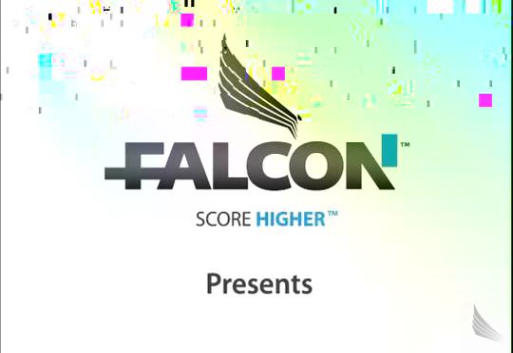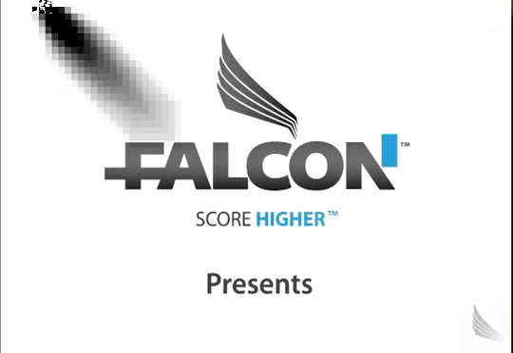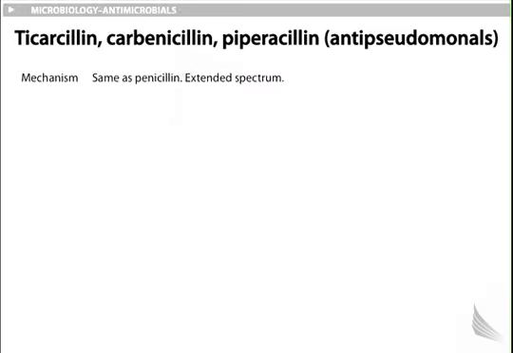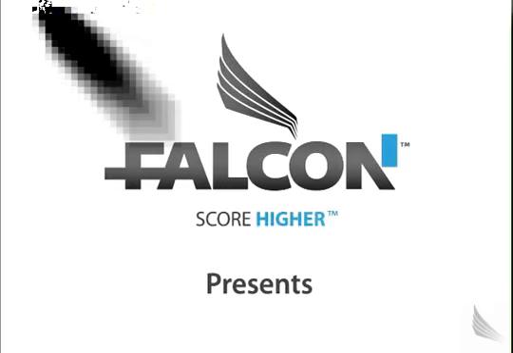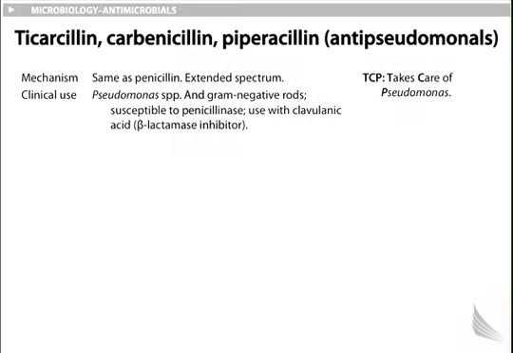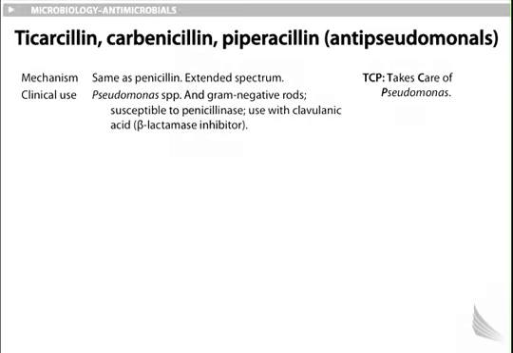The next generation of penicillins are the antipseudomonals, including ticarcillin, carbenicillin, and piperacillin. They have the same mechanism of action as penicillin, but have an extended spectrum to include Pseudomonas species and gram-negative rods. They are susceptible to penicillinase, so again they are used with clavulanic acid, which is a beta-lactamase inhibitor. Remember these by TCP, takes care of Pseudomonas: ticarcillin, carbenicillin, piperacillin. The toxicity for these includes hypersensitivity reactions.